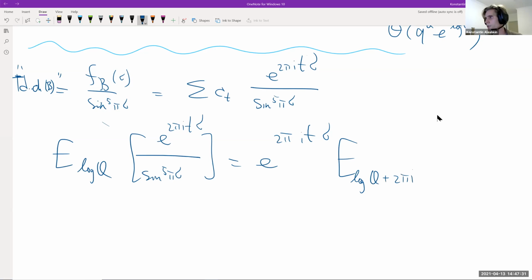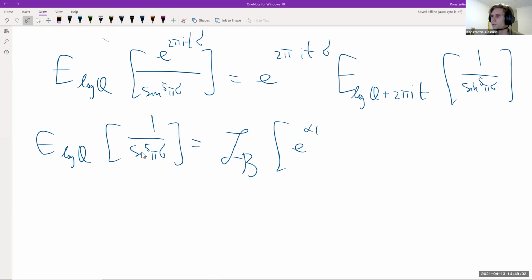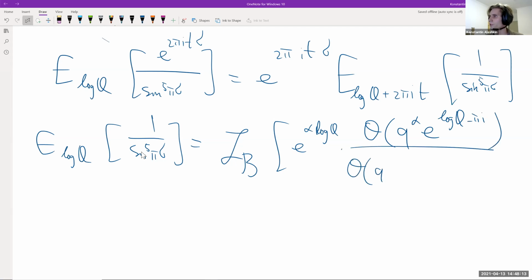plus 2 pi i t of, sorry, it's, I'll write it in two lines. The first line and second line is E log Q of 1 over sine power 5 by sigma is LB of times theta of Q alpha, exponential log Q minus pi i, theta of Q alpha, theta of exponential log Q minus pi i. And this is just some explicit linear differential operator in alpha, so of third order.